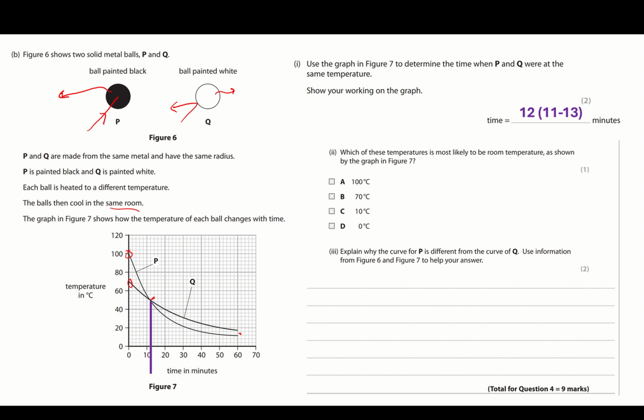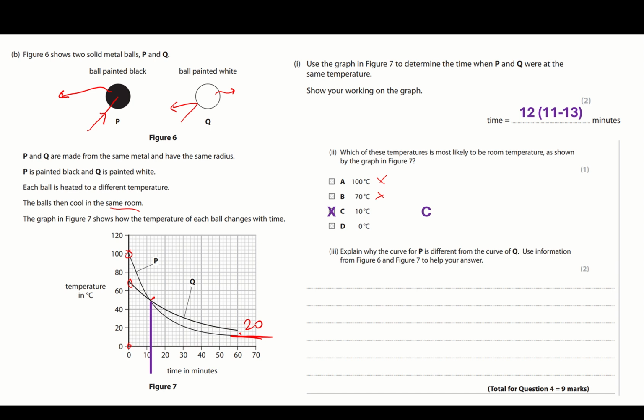Which of these is most likely to be room temperature? Well, that's this point here. Well, if that's 20, it's got to be less than 20. Absolutely not, absolutely not. 0, absolutely not. It didn't get there, so it's got to be 10. 10 degrees C. Explain why the curve for P is different from the curve for Q.